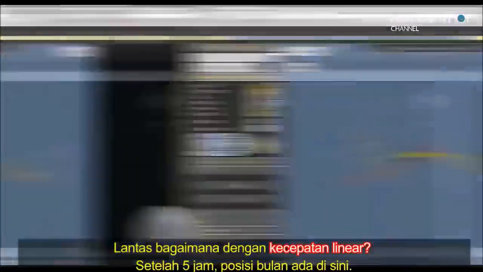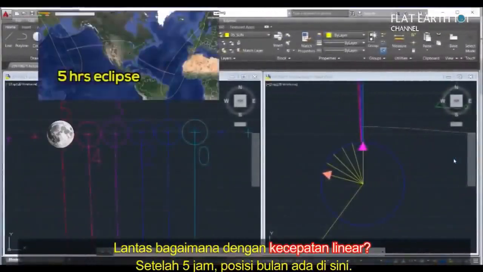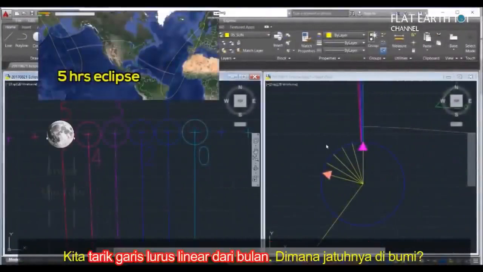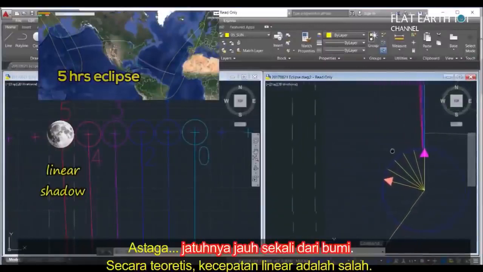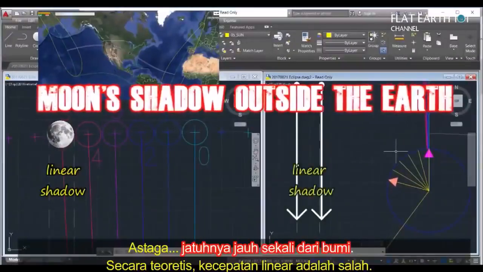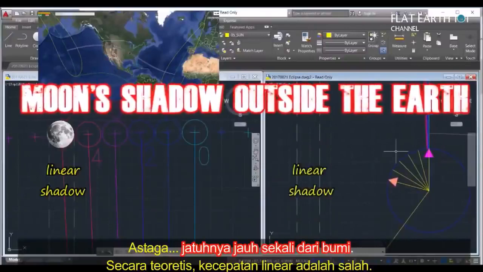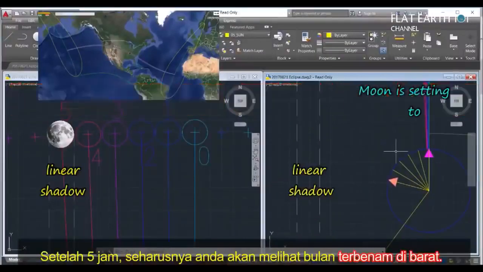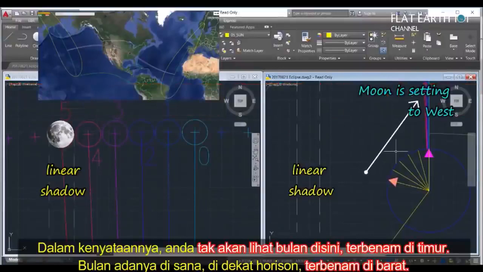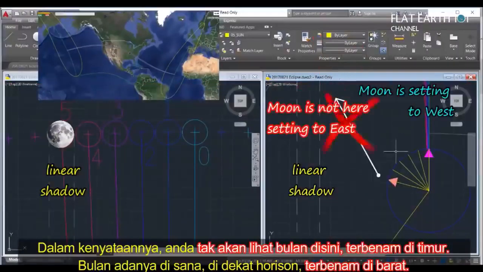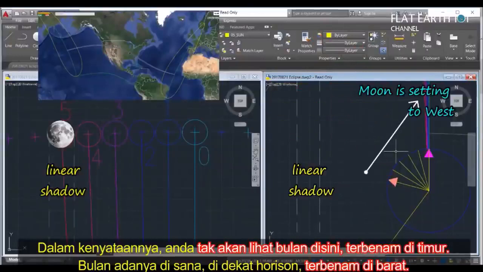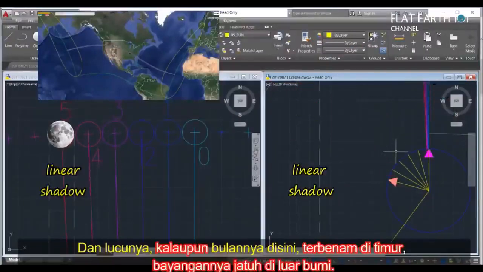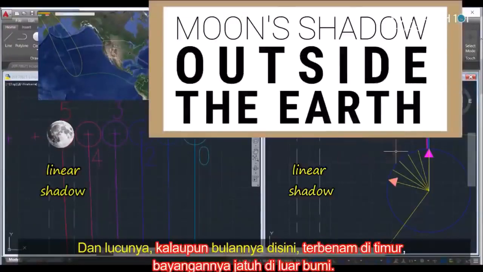What about the linear speed? After 5 hours, the moon's position is over here. We draw straight linear lines from the moon. Where do the lines fall on Earth? Man, it's far outside the Earth. Theoretically, linear speed is wrong. After 5 hours, you would see the moon is setting to the west. In reality, you don't see the moon is over here, like it's setting to your east. The moon is over there, near the horizon, setting in the west. The funny thing is, even though the moon is over here, setting in the east, the shadow will fall outside the Earth.